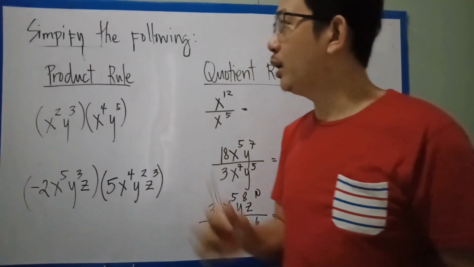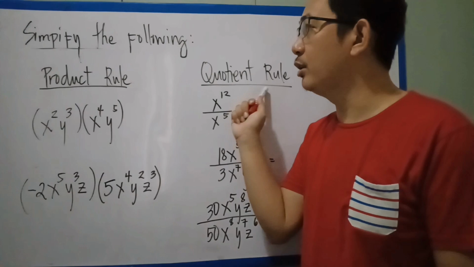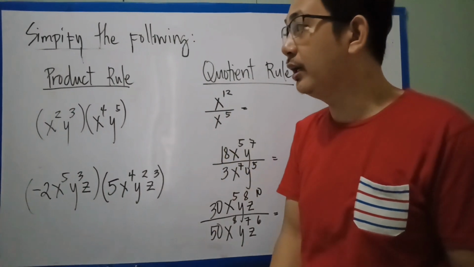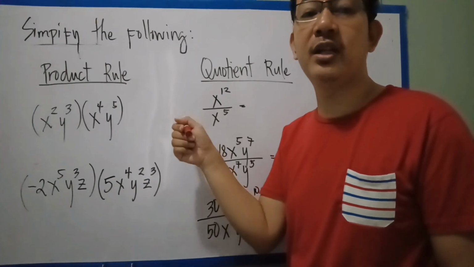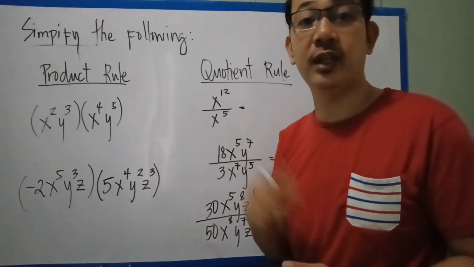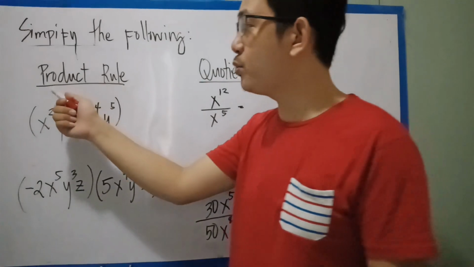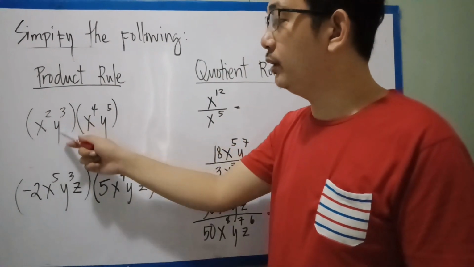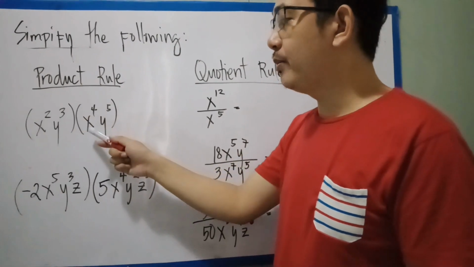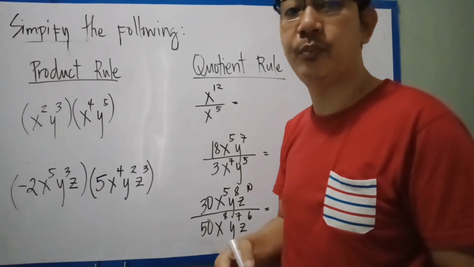This time, we're going to review the product rule and the quotient rule. So we're going to simplify the following as prerequisite on dividing polynomials using long division and synthetic division later. So in this case, we're going to start first with the product rule. On the product rule, we have here the given x squared y cubed times x to the fourth power y to the fifth power.